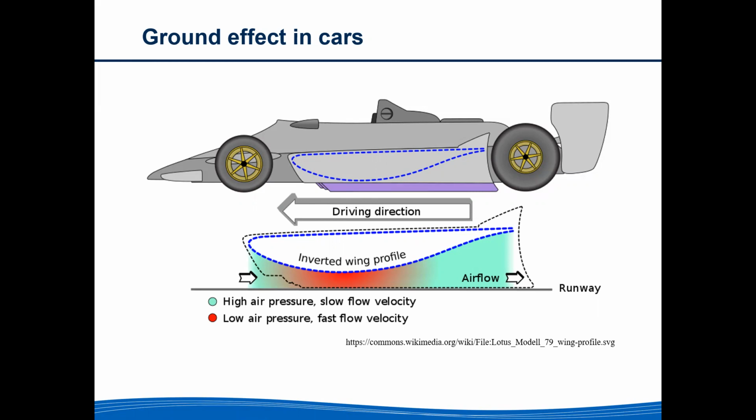How does it work essentially? By providing an inverted wing profile, it's more a Venturi tube, as you can see, a narrowing and then an expansion. The air will enter at a certain speed, the speed of the car. It will then accelerate underneath the car, with very fast flow velocity, creating a low air pressure area that will push the car down, creating the so-called ground effect.